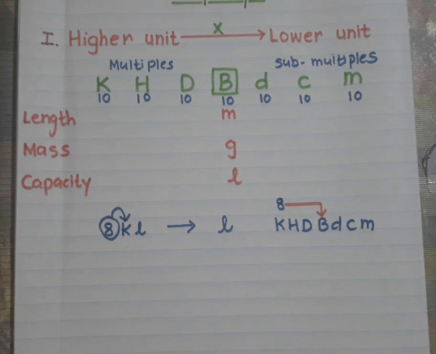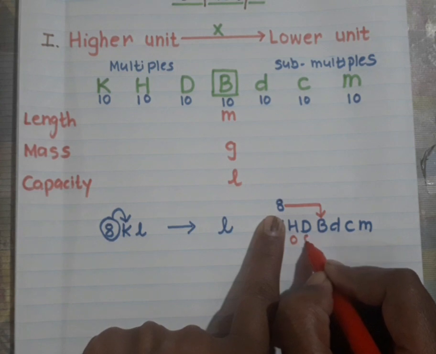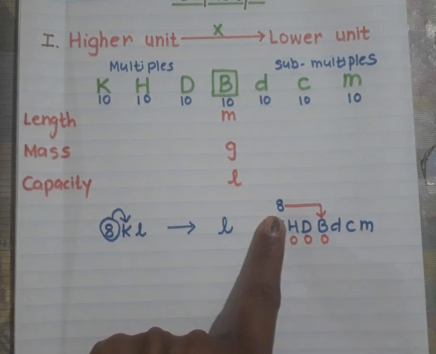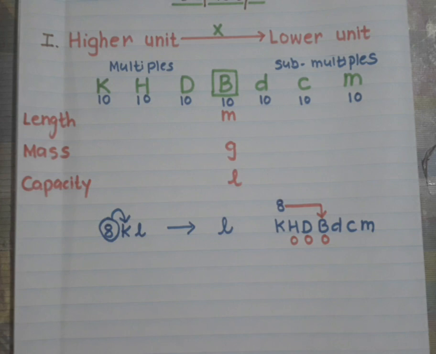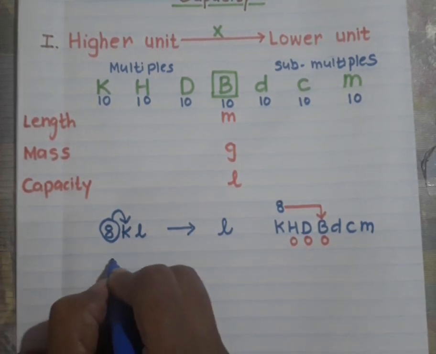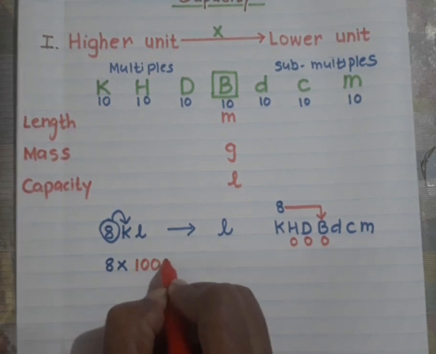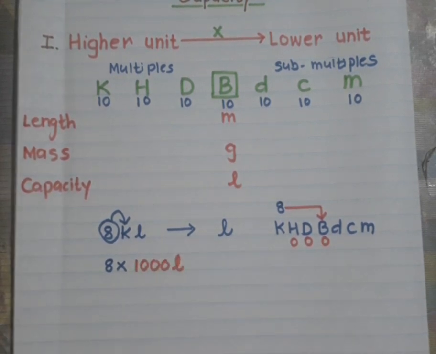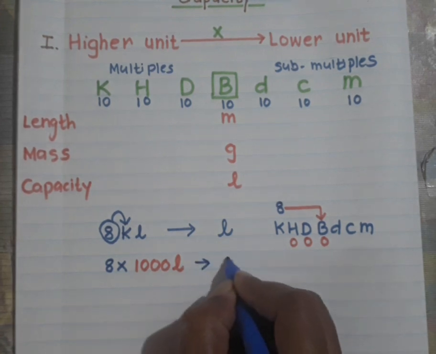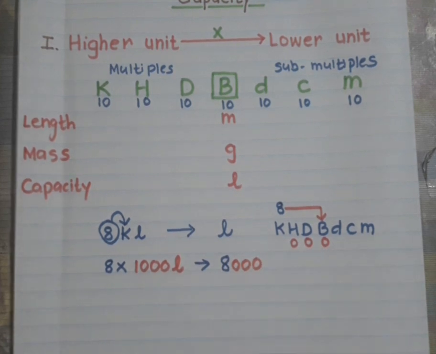Alright? So now see, cover this letter K. How many zeros? Now 1, 2 and 3 zeros. Am I right? So either you write 10, children, whichever way you find it easy for you to remember, you can do it. So it is going to be 8 multiplied by 1000 liters. So what is your answer here finally? It is 8000 liters.